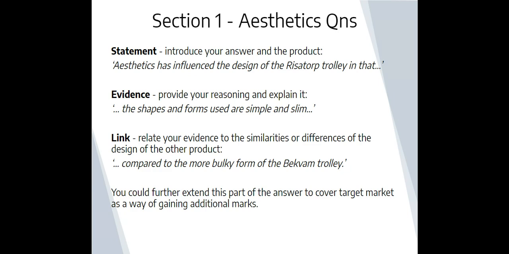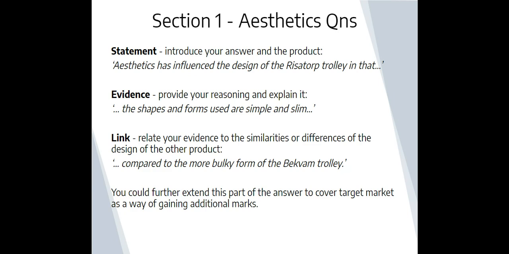So you're going to relate your evidence to the similarities or differences of the design of the other product. And this is how you can actually extend and expand this answer to potentially pick up 2 marks for one statement itself, because you can then refer to aesthetic qualities of the other design just by linking it back to your first answer. So compared to the more bulky form of the Beckfilm trolley. That on its own would pick up 2 marks because you're mentioning aesthetic qualities of the Risatorp trolley and that it uses simple and slim shapes and forms, and then you're going on to compare that to the more bulky forms of the other product.